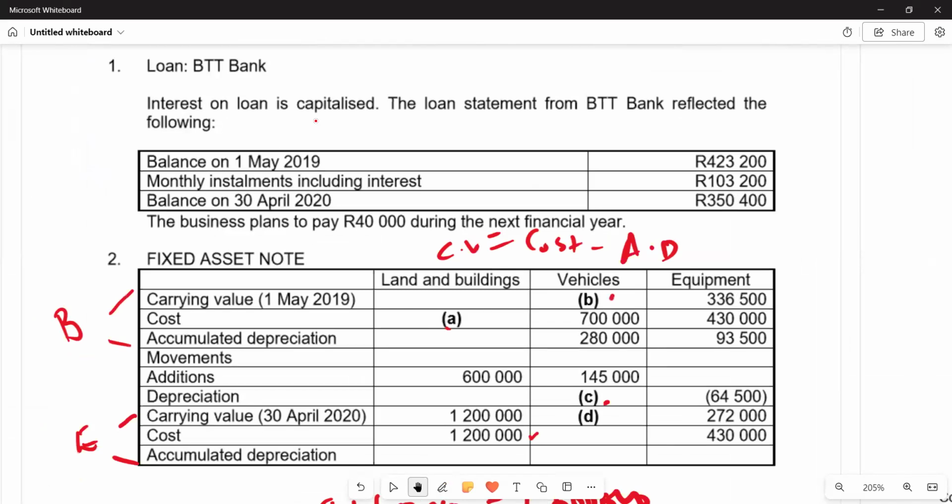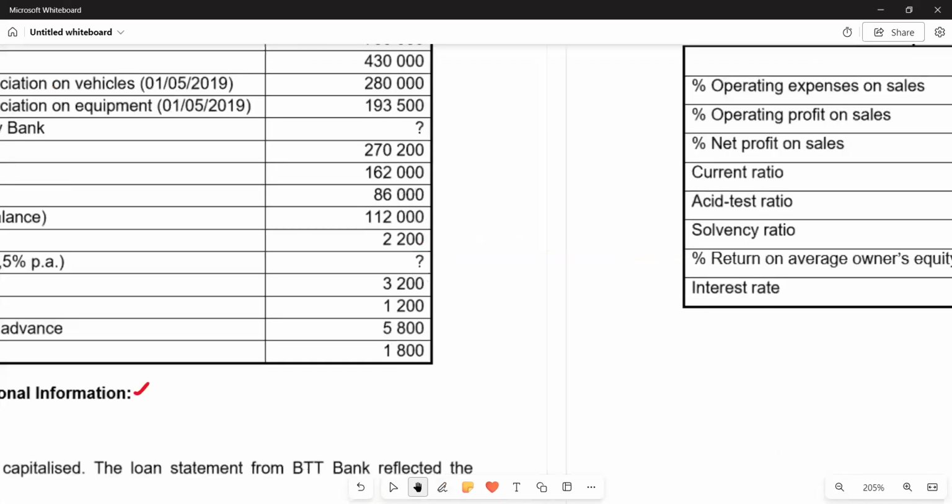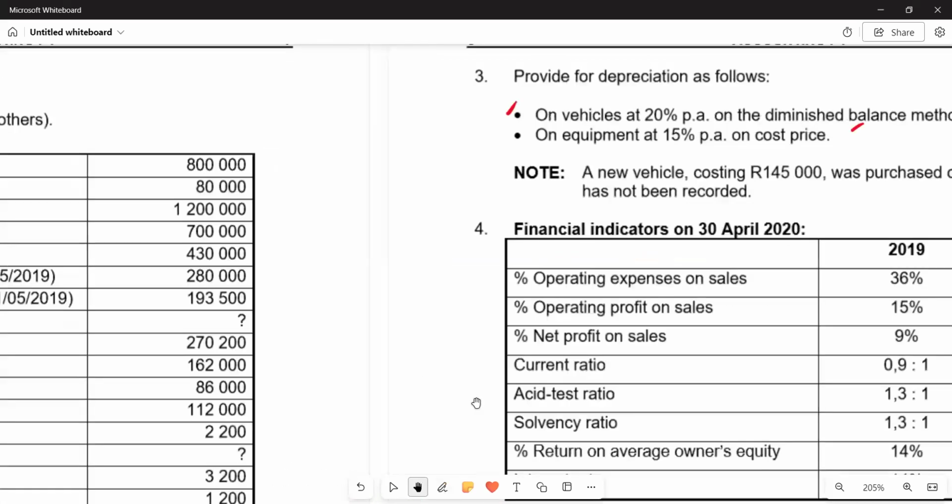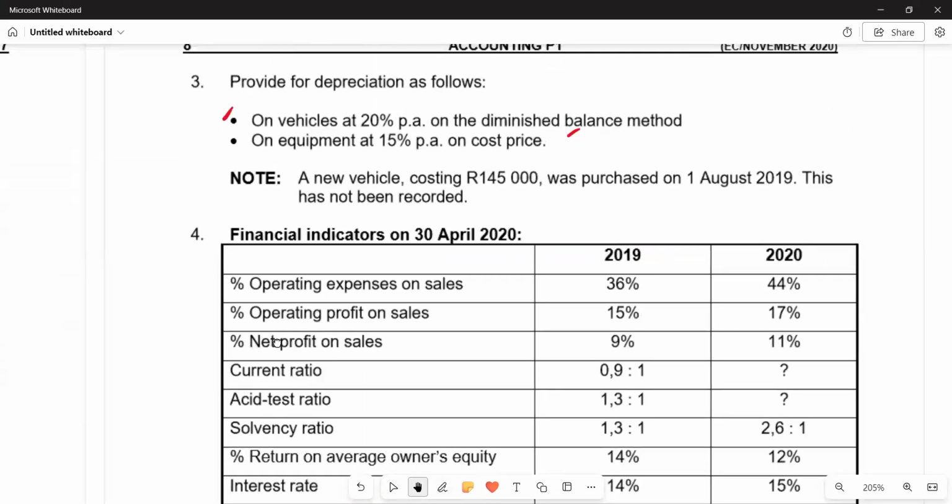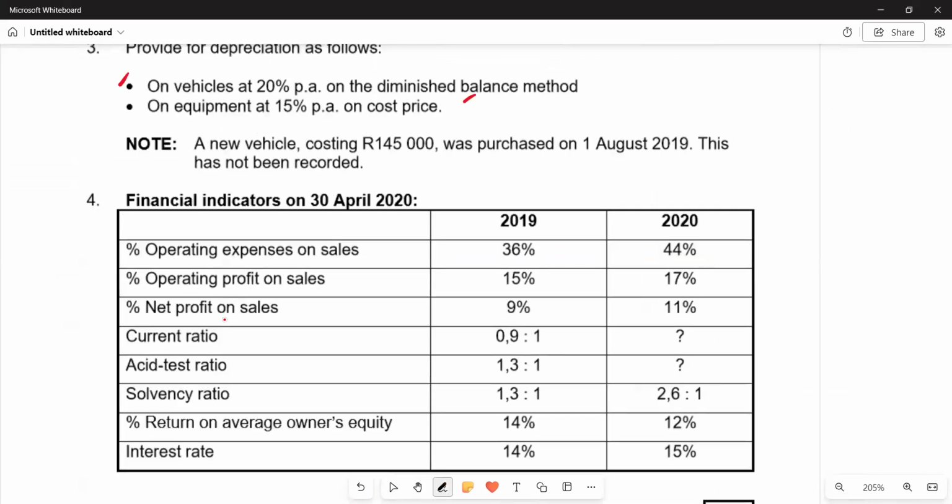So it means we've got a new vehicle, and the vehicle that was there at the beginning stayed the same way. So we need to find out how many months this vehicle stayed in the business, which came during the year. So we go again to that note where we are told about depreciation, and we know that when was that vehicle purchased? On the note part, a new vehicle costing 145,000 was purchased on 1 August 2019, and our year is ending 30 April 2020.